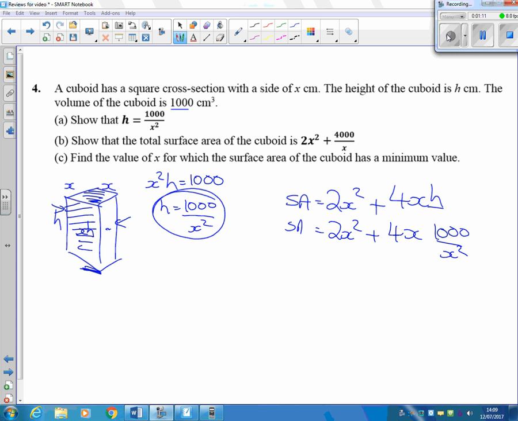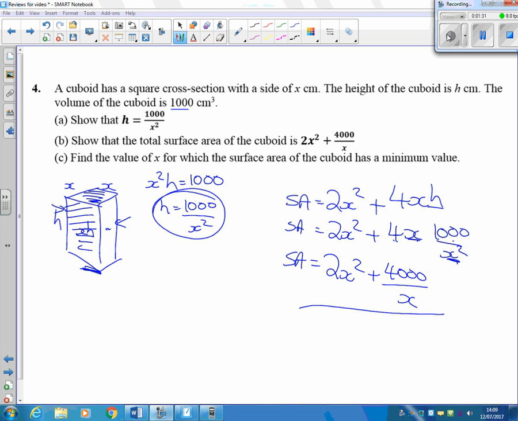So my total surface area is 2x squared plus 4 times 1,000 is 4,000, and we've got x divided by x squared, which gives an x on the bottom, and there's the surface area that we were asked to show.